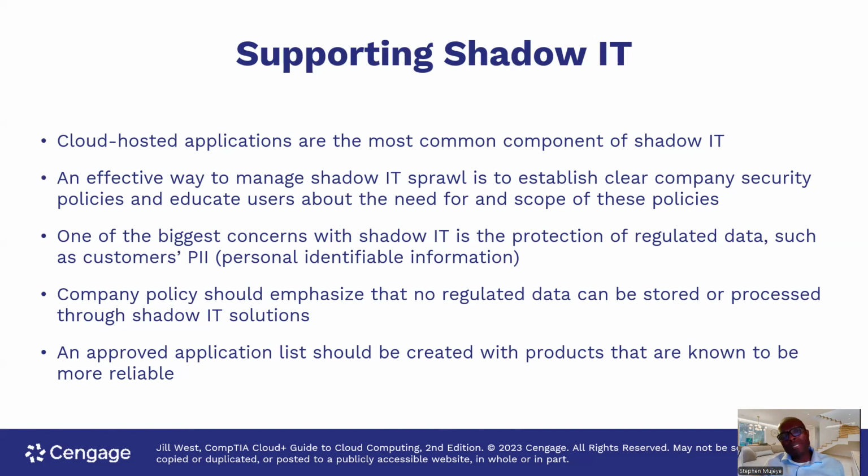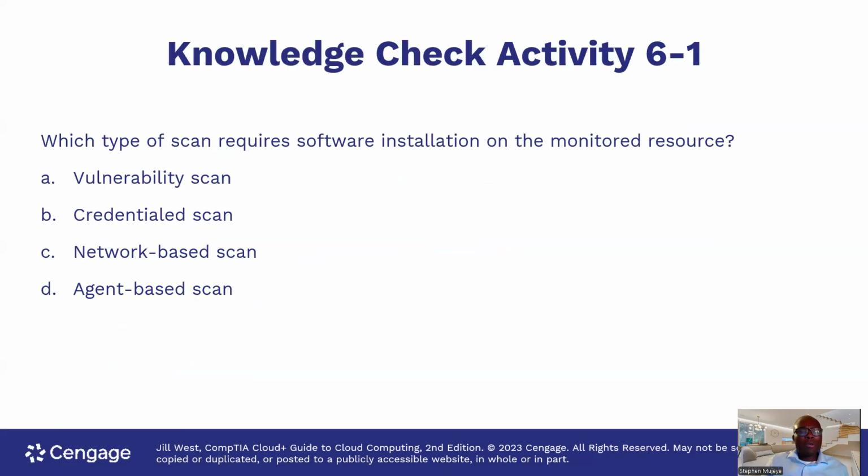So knowing or having a plan that can address this shadow IT is important, because if it's not properly managed, those applications or those technologies can be used to share customers' personal identifiable information. So company policies should be in place to regulate the data that can be stored or processed through those shadow IT solutions. And then also having an approved application list should be used with products that are known to be more reliable, right?